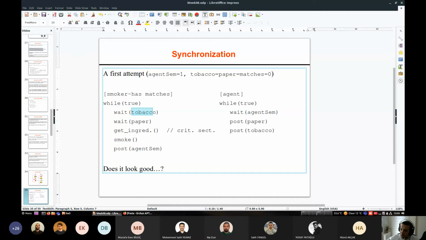Now, the other smoker needs also matches, but there are no matches. This smoker needs paper, but he cannot take the paper because the other smoker got the paper. So nobody can smoke now. The agent is waiting for the table to be cleared. The two smokers are waiting for additional supplies. Everybody is waiting. Deadlock. Mr. Anil also says the smoker that has matches gets a tobacco, context switch, the smoker that has tobacco gets the paper, and deadlock. Yes, yes, Mr. Anil.